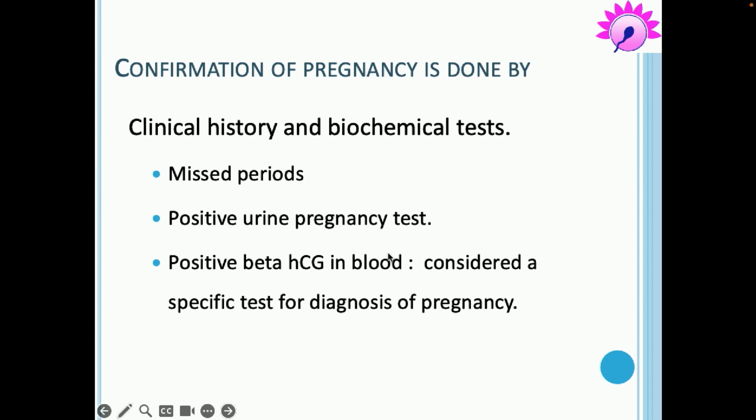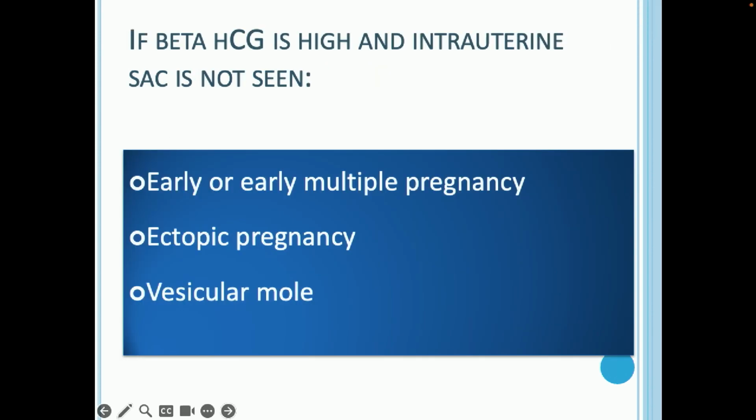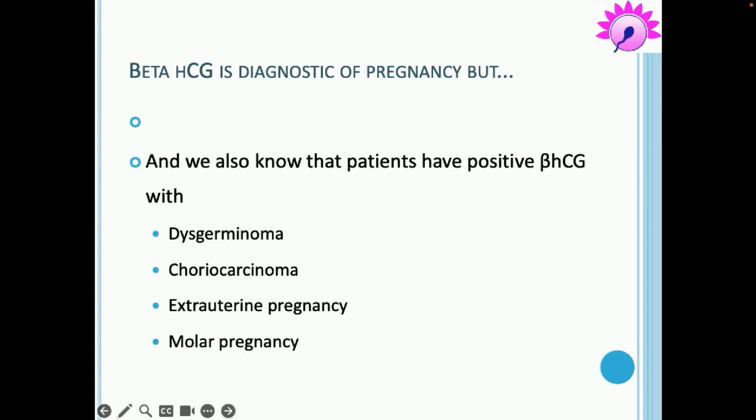But we know that this only predicts pregnancy. The confirmation of the pregnancy is done only after the missed periods with either the positive urine pregnancy test or a positive beta-HCG in the blood. And positive beta-HCG is considered a specific sign for pregnancy. But we know that though it is a sign of a positive pregnancy, it may be seen even in ectopic pregnancies. It may be seen positive in vesicular moles. It may be positive in patients with dysgerminoma, choriocarcinoma, extrauterine pregnancy, and molar pregnancy also.